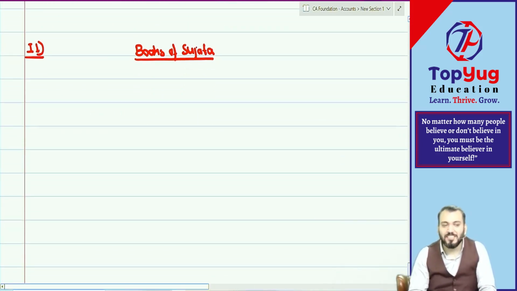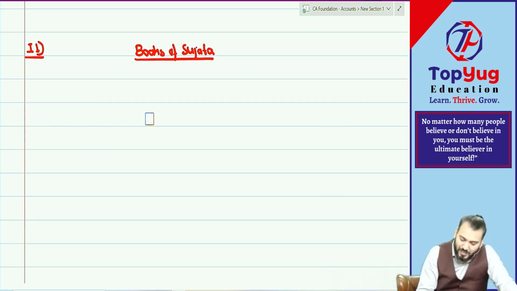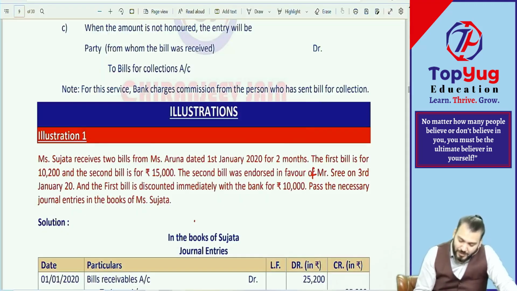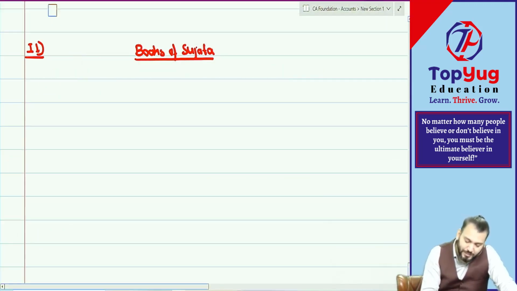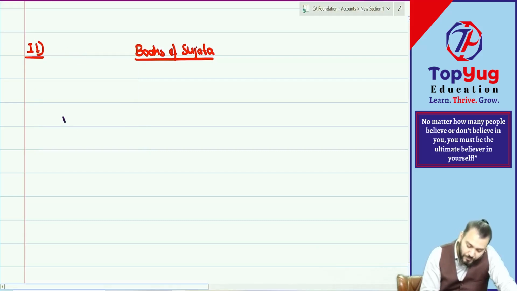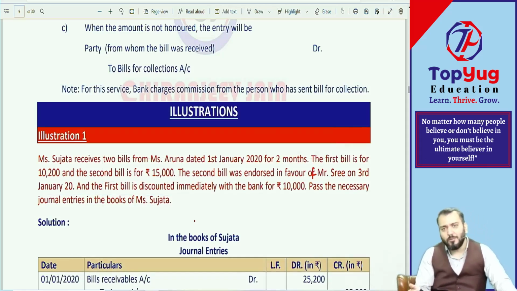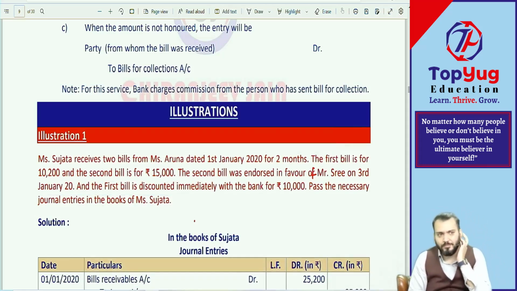Now, first date is what? Date of drawing. Date of drawing you will give me, I will give you. It is 1st Jan 2020. So bill drawn and accepted, bill received. So on 1st Jan 2020, if nothing is given, we'll assume on the date of drawing only the bill was accepted.